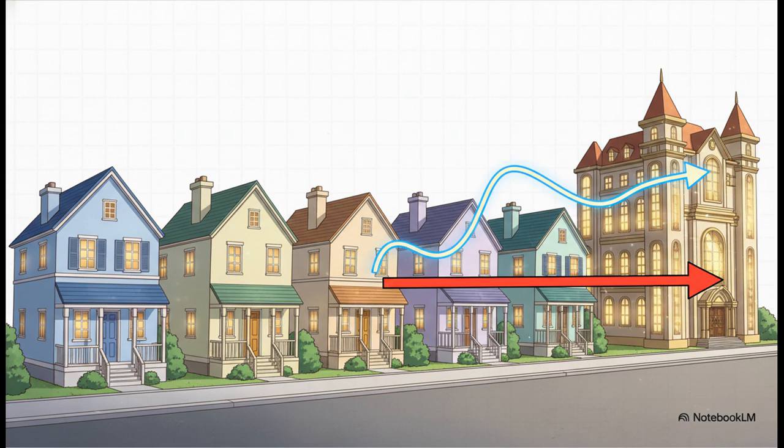So picture a street with a bunch of regular, everyday houses and one giant crazy mansion at the end. The mean house price would get yanked way up by that mansion, right? It would give you a totally misleading idea of what houses on that street cost. The median, though, it just finds the house in the middle of the list. It completely ignores the giant mansion and gives you a way, way better idea of a typical price.